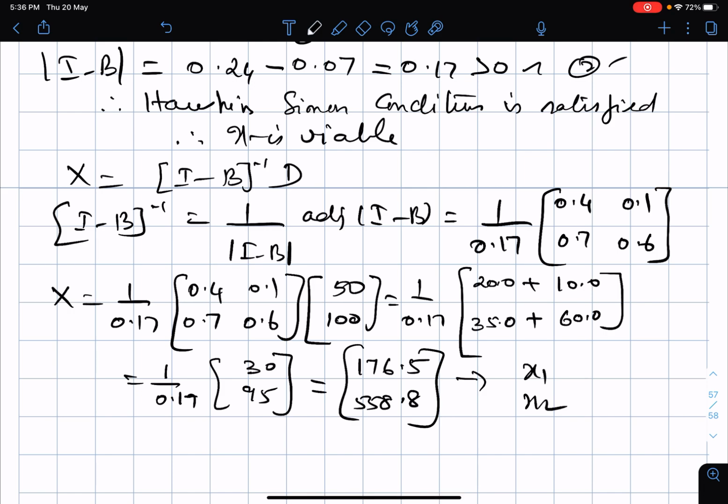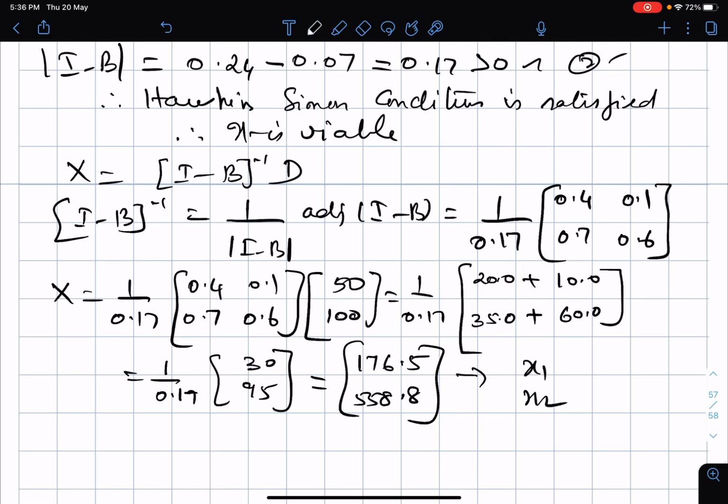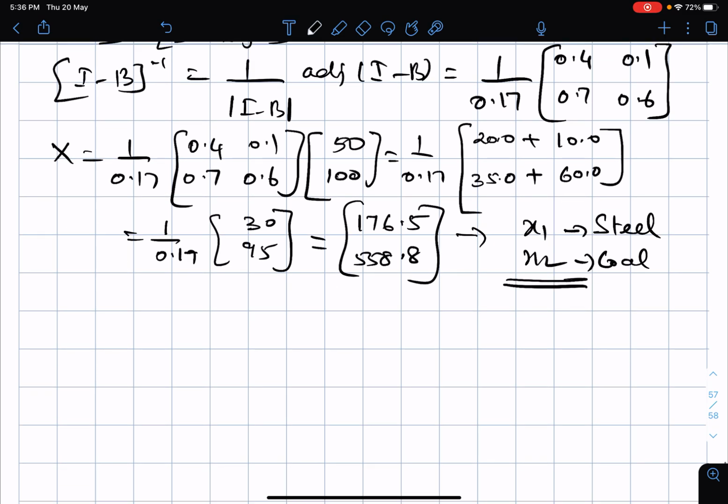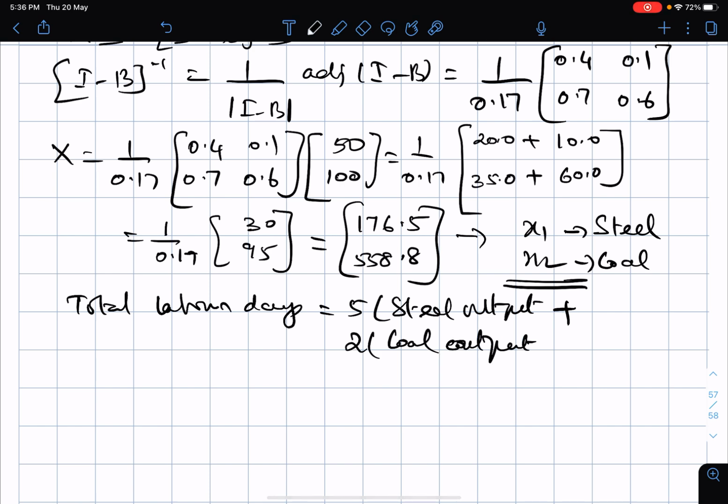So we have found the first question, and the second question asks the total labor days required. This is going to be our steel output and this is going to be our coal output. Next we are going to total labor days. How many days have they given? 5 into steel output plus 2 into coal output. So you are going to get 5 into 176.5 plus 2 into 558.8.